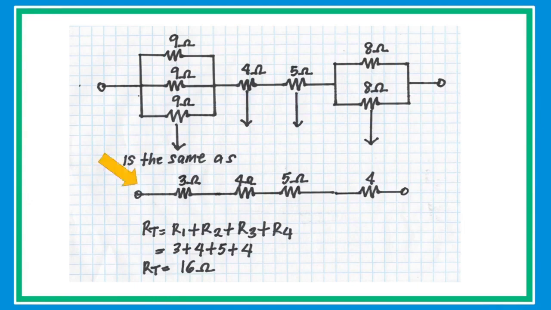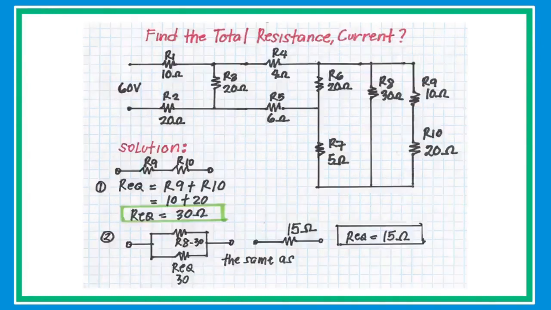Then the circuit is now simplified series circuit, and in series circuit the formula is RT equals R1 plus R2 plus R3 plus R4 and so on. Then substitute the value. After that, just simply add the individual resistor to get the equivalent resistance of 16 ohms. In this example, it's gonna be harder, but by the technique of collapsing the circuit and then redraw to simplify, together we can do this.